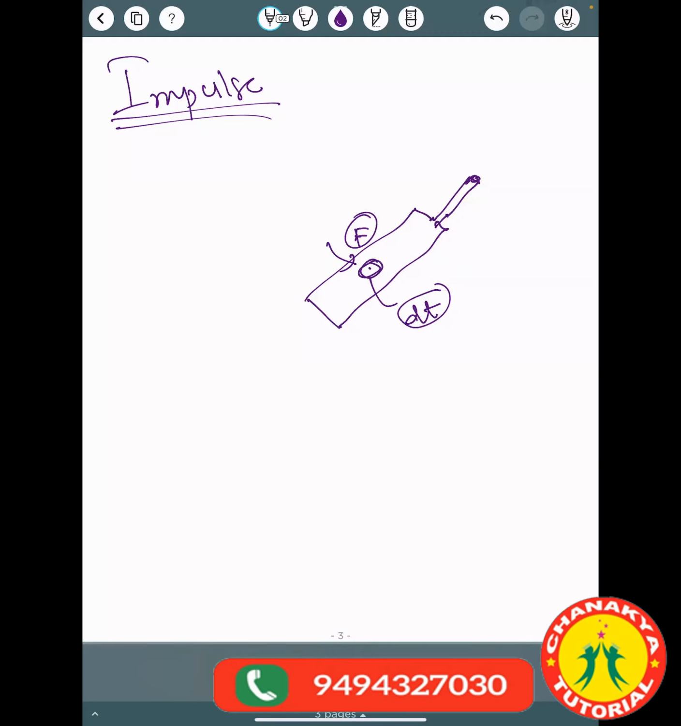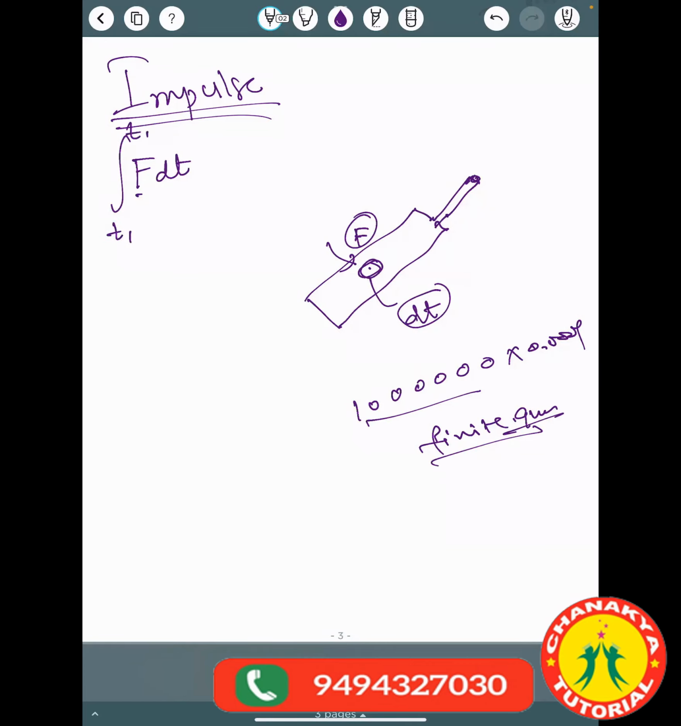Yes, sir. So when you multiply a very large number, let's say 10,000, this number has no sense. But when I multiply it by 0.001, this becomes a finite quantity, right? That's why we brought the picture of impulse here. So if I multiply F dt and integrate, let's say the force was acting from t1 to t2, from 1 second to 2 seconds, like that, then this becomes impulse. This is nothing but impulse.